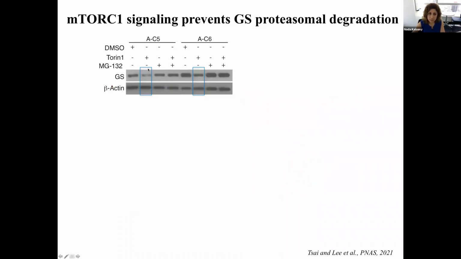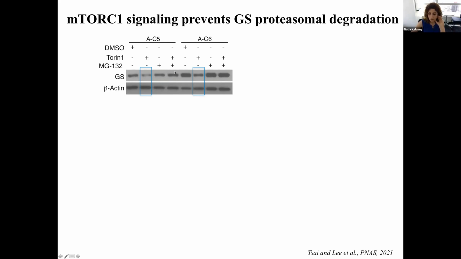So we repeated this experiment, but now, you can see here that Torin-1 is leading to a decreased level of GS in the different adapted clones. So I'm comparing these two bands and these two bands to each other.